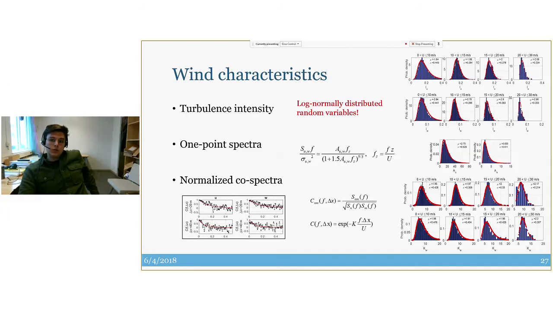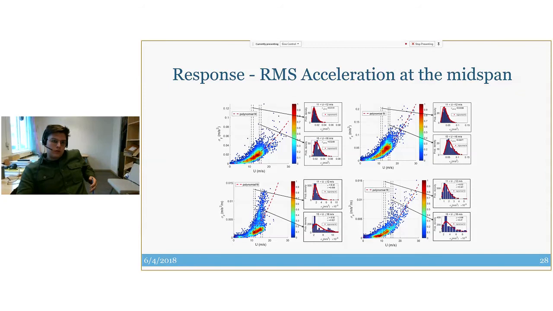And if we also have a look at the response in a similar fashion, this is again the root mean square acceleration response at the midspan, and again we see that the response also has a distribution for a certain wind speed. For example, if you take a cut here, you can see that this is also possible to be represented by a log normal distribution. So here we can see how the scatter is distributed. The wind characteristics and the response also follow similar distributions.